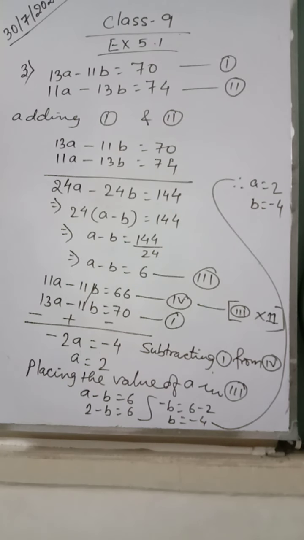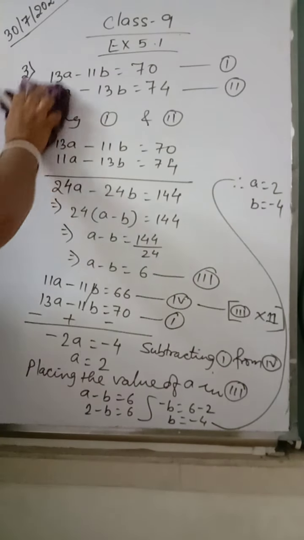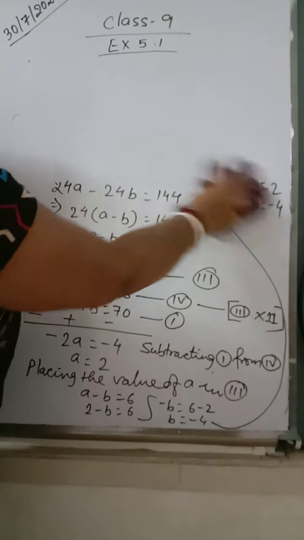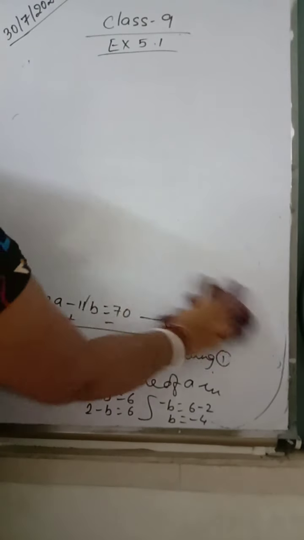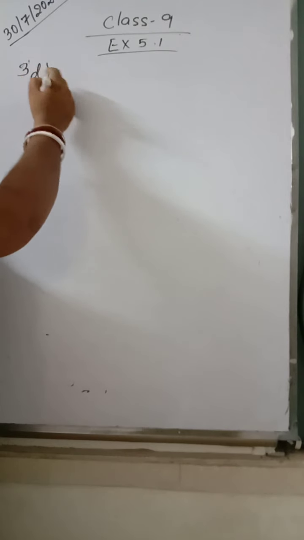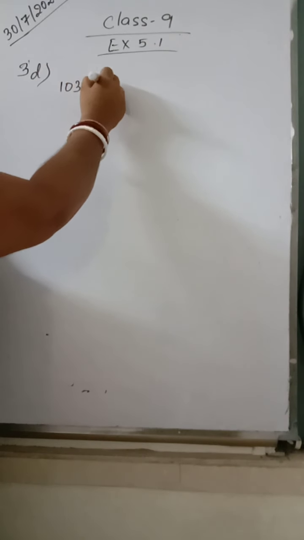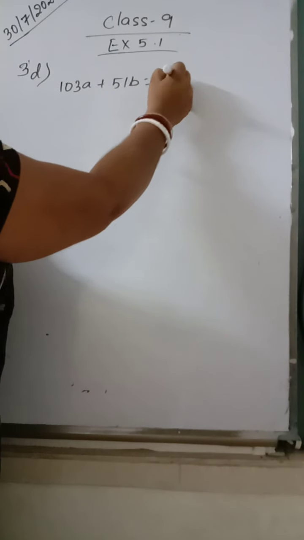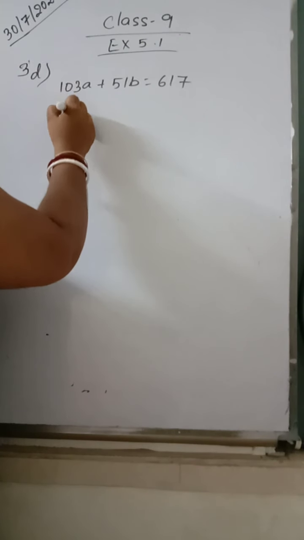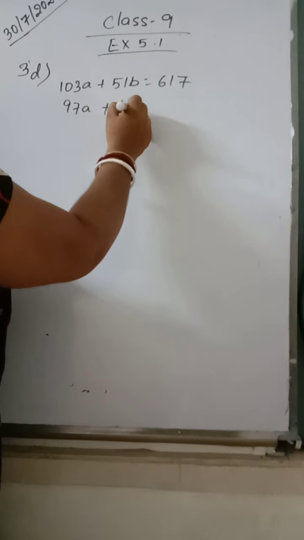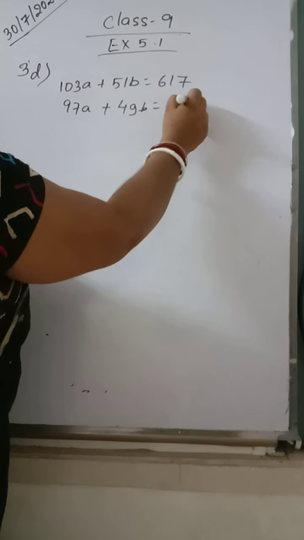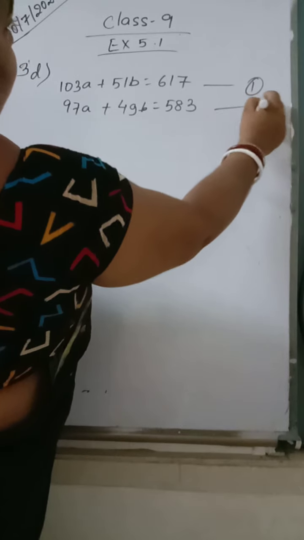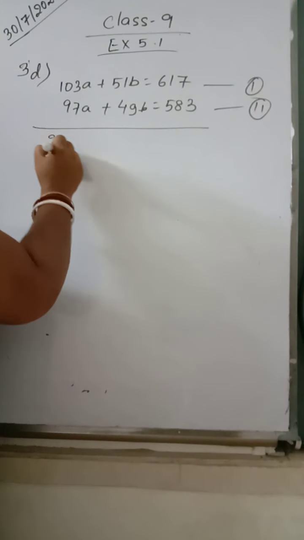Question number 3, 4, 3D. The question is 103a plus 51b is equal to 670 and 97a plus 49b is equal to 583. These are 1 and 2. What do we get?